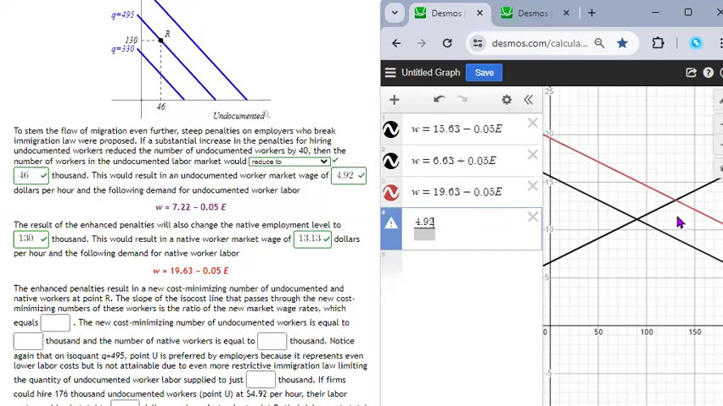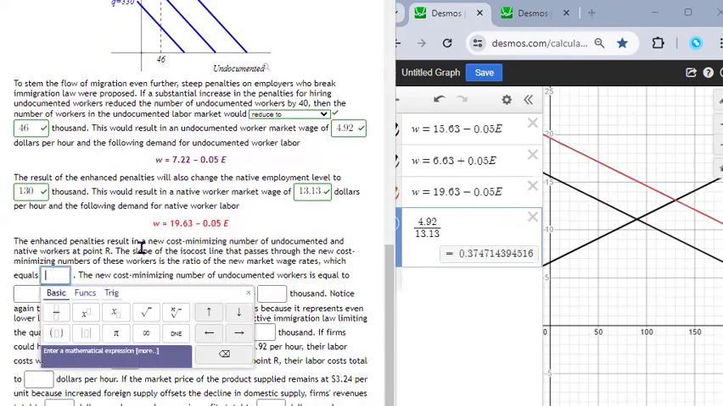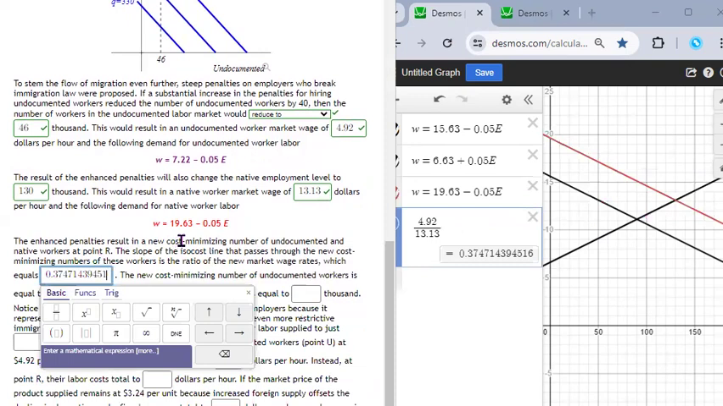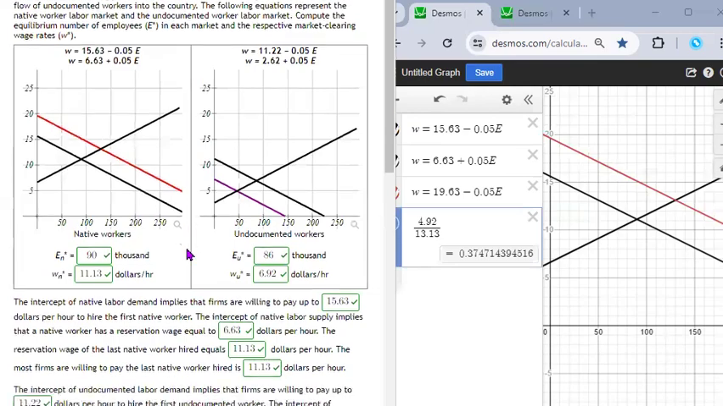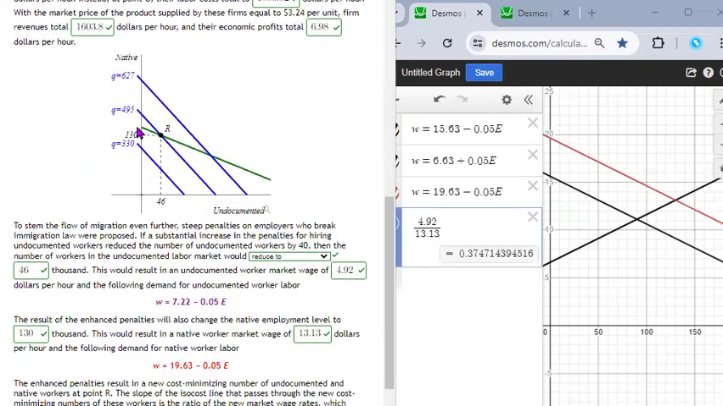4.92. The new wage rate of native-born workers is 13.13. And the slope of that new isocost line is 0.37, right? And as soon as I hit enter here, I'm asking to graph it. Now it's very flat, isn't it? It's very flat here.